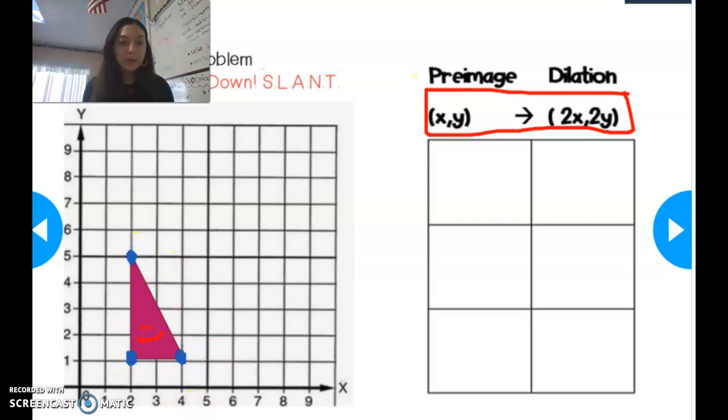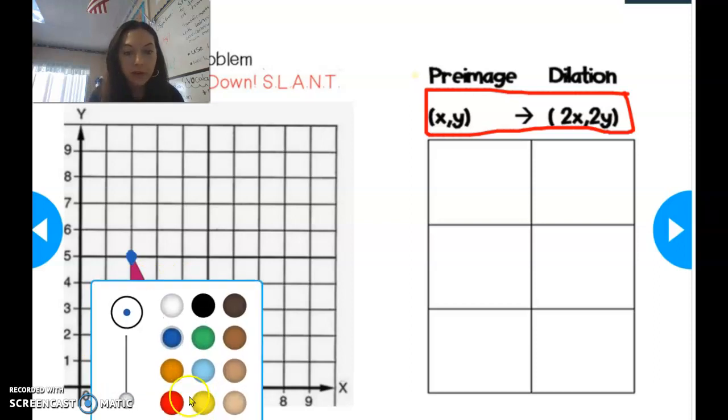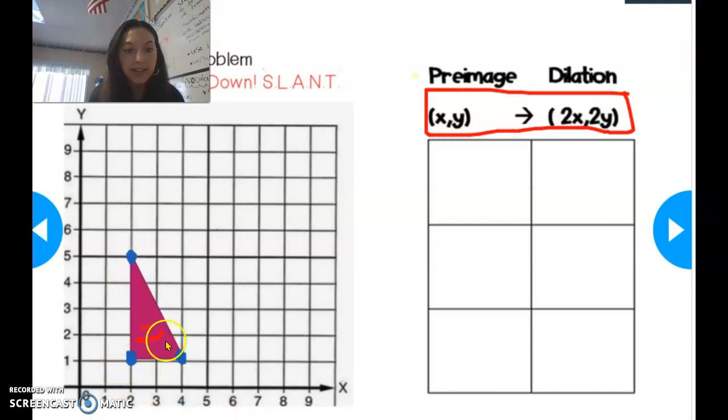Okay, so now I'm going to find the location, the X and Y coordinate for that particular vertex. So I'm going to name it. Let's just name it, I don't know, CAN, because you can do dilations. Okay, I'll stop. All right, where is C? We're going to do our pre-image, C-A-N. There we go. And where is C located?